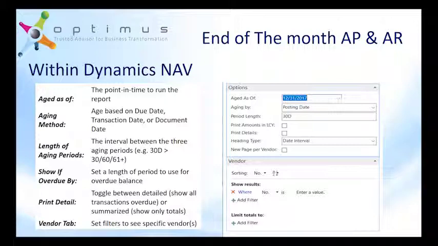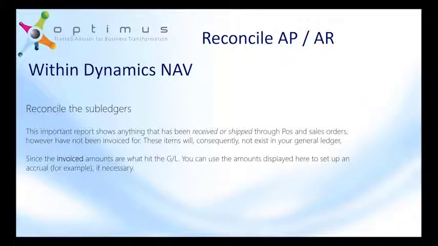This is part of how you use this report and how it's functional for you at the moment. Then the whole idea of getting the report and starting to work with it is that at the end we need to reconcile these modules. This is important. A report shows anything that has been received or shipped through POS and sales order, however, have not been invoiced. These items will consequently not exist in your general ledger, right? That's why we use the reconciliation.